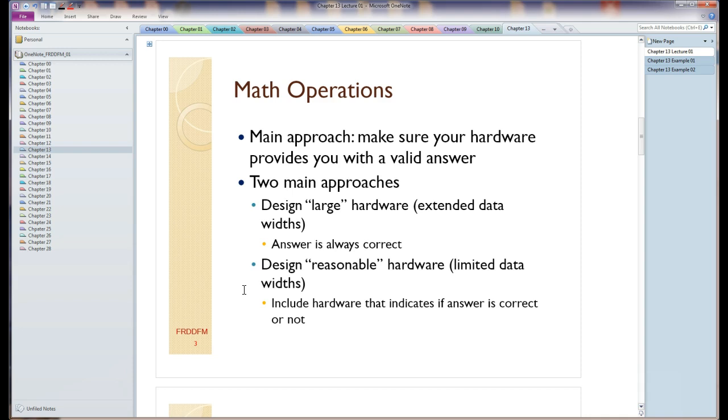So the approach we're going to be taking is to use a reasonable amount of hardware, which essentially means limited data widths. The idea here is the answer may not always be valid, but we have to have a method to detect whether that answer that the computer gives us is valid or not. And if it isn't valid, possibly have some strategy to make it valid or indicate that it's not valid. The trade-off here is less hardware, which is a savings, but then we're going to have to do some type of checking to ensure the answer is valid.